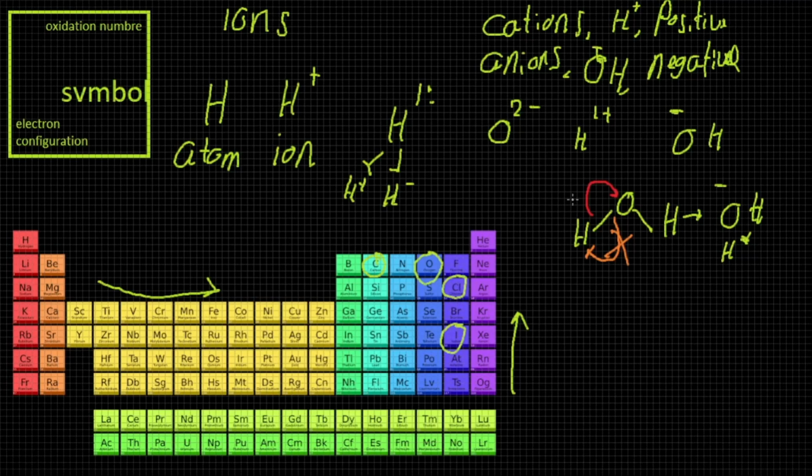So if you look again at H2O, hydrogen is all the way to the left, so it has a really low electronegativity, while oxygen is pretty far to the right, so it has a higher electronegativity. So oxygen will take the electrons, so you will get OH minus and H plus, not OH plus and H minus.